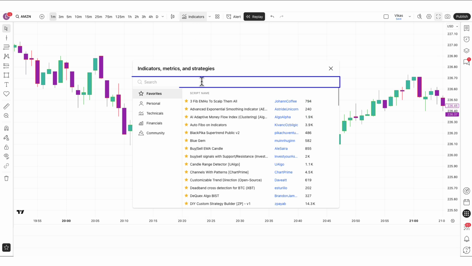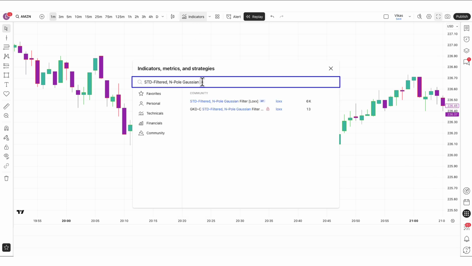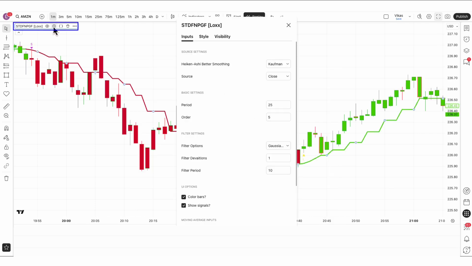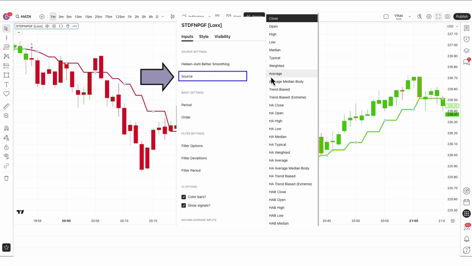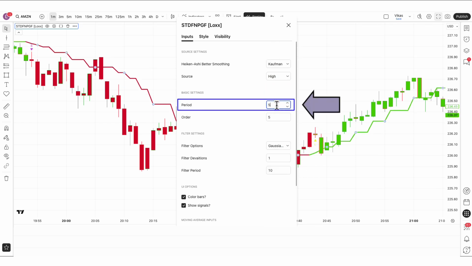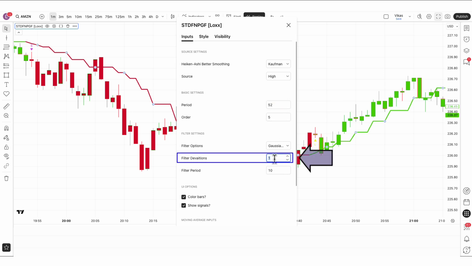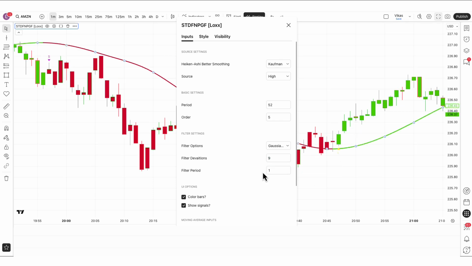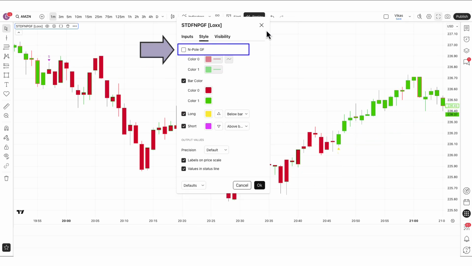First of all, we will search the STD filtered indicator in the search box of Tradingview. After that, we have to click on the STD filtered option, in which we have to change some settings. We have to change this source option from close to high. We have to change this period option from 25 to 52. We have to change this deviations option from 1 to 9. We have to change this filter period option from 10 to 1. We have to hide this option.